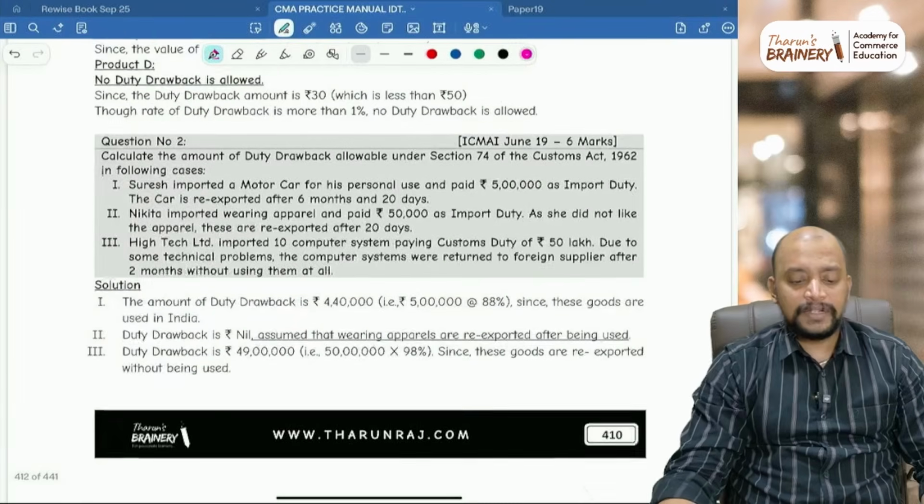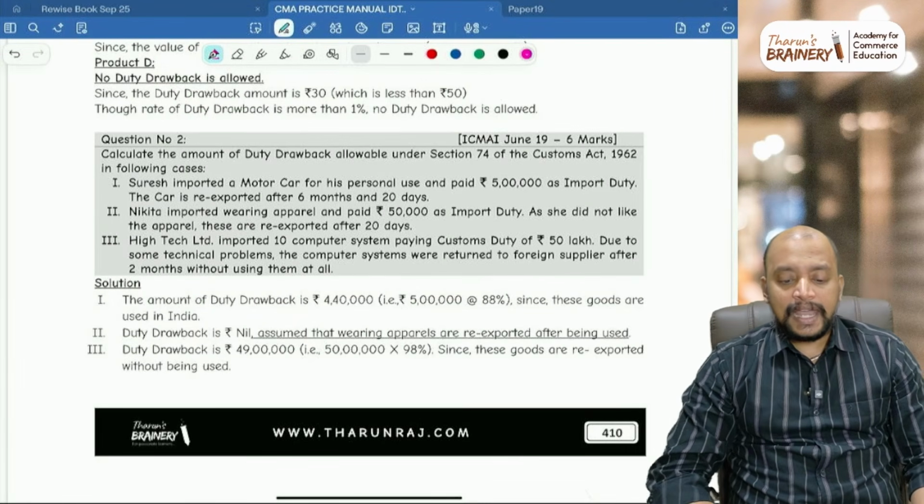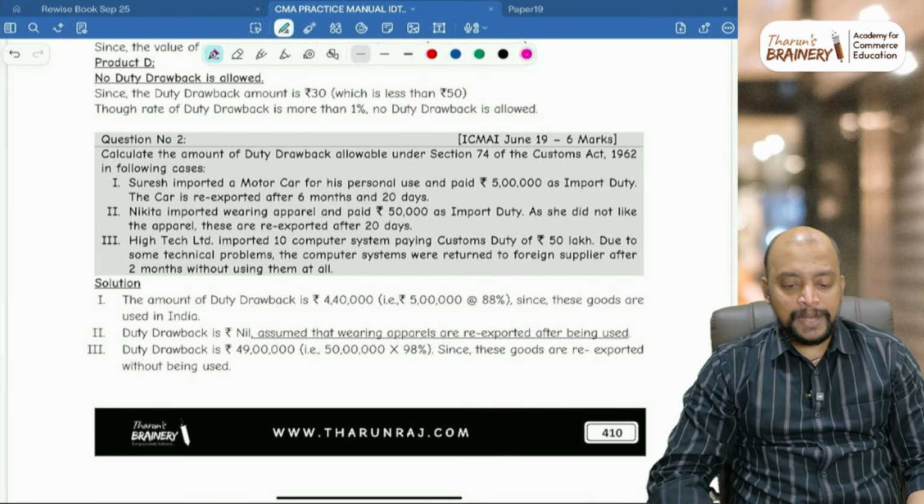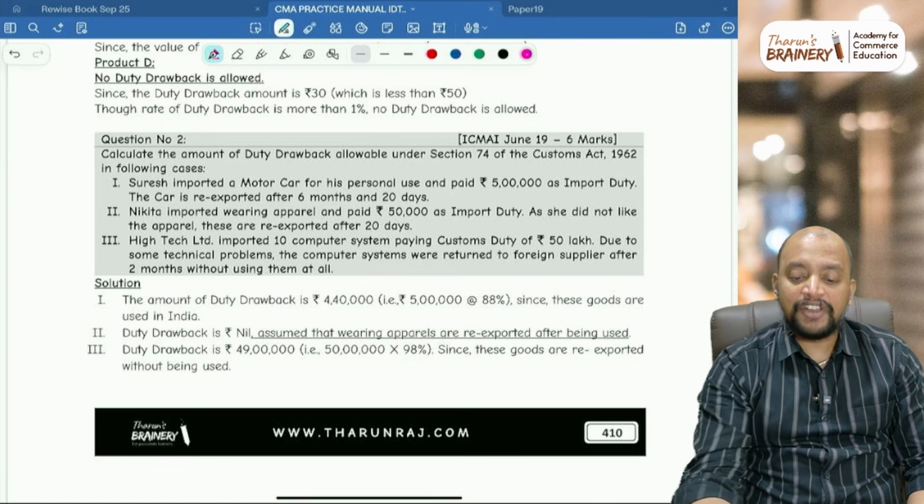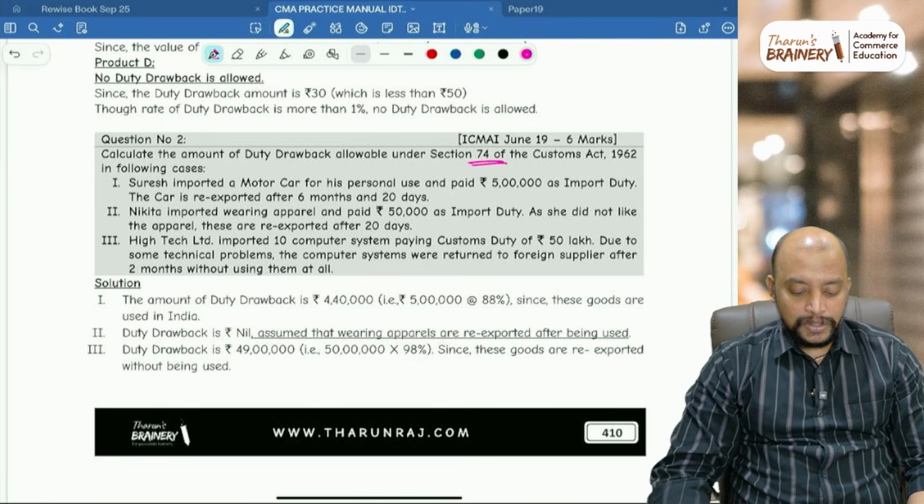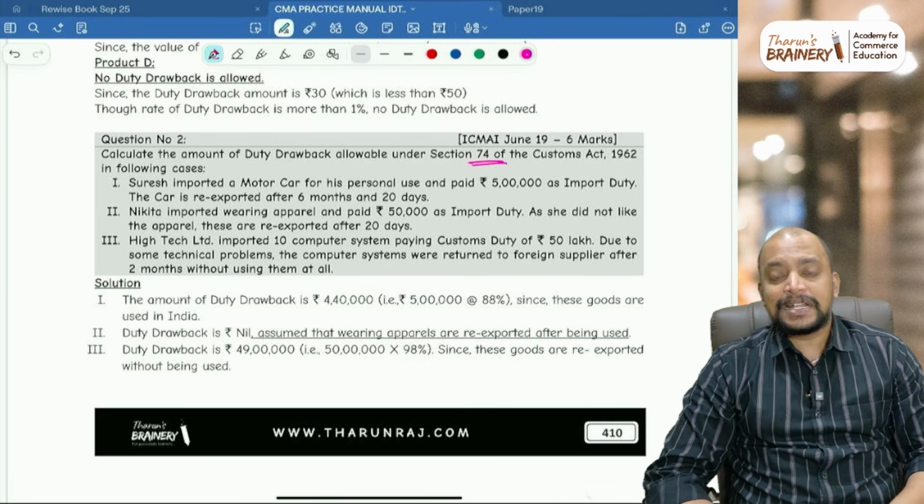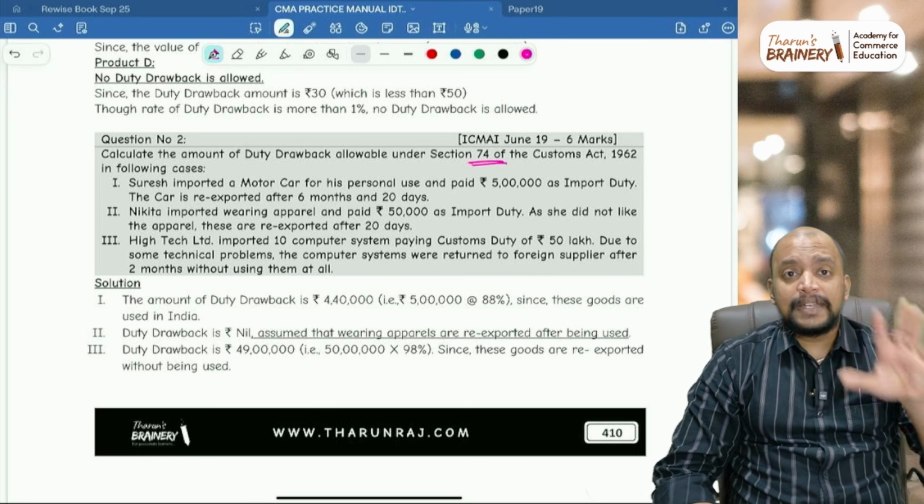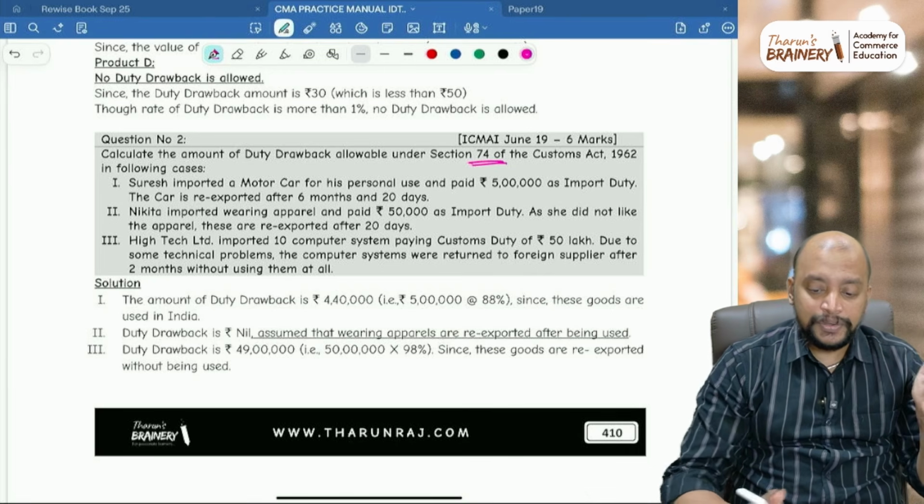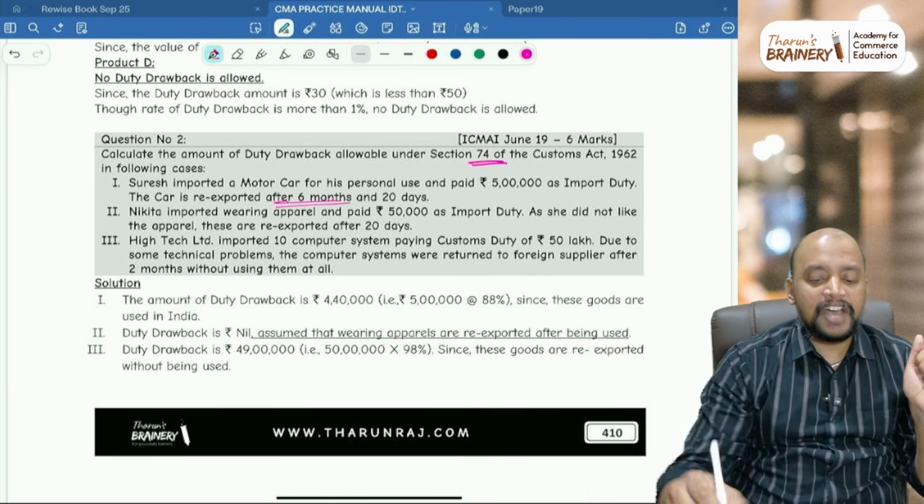Next question you see: calculate the amount of duty drawback allowable under section 74 of Customs Act 1962 in the following cases. Section 74: Suresh imported a car for his personal purpose and paid 5 lakhs as import duty. The car is re-exported after 6 months. Now what should be taken in this case? It is imported goods exported after use.